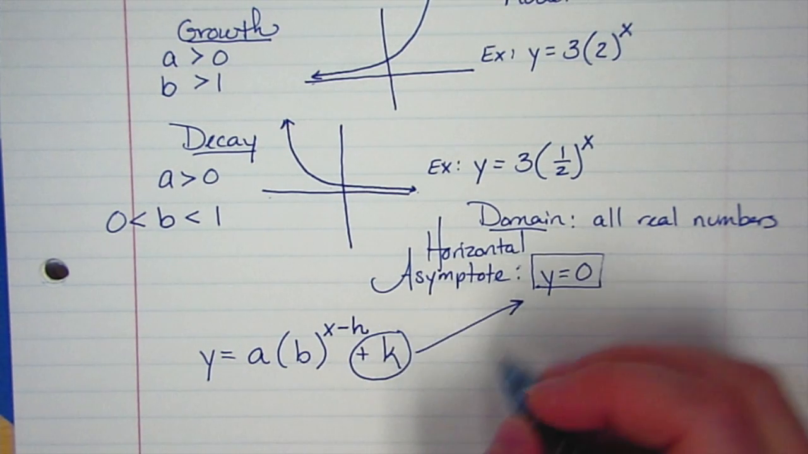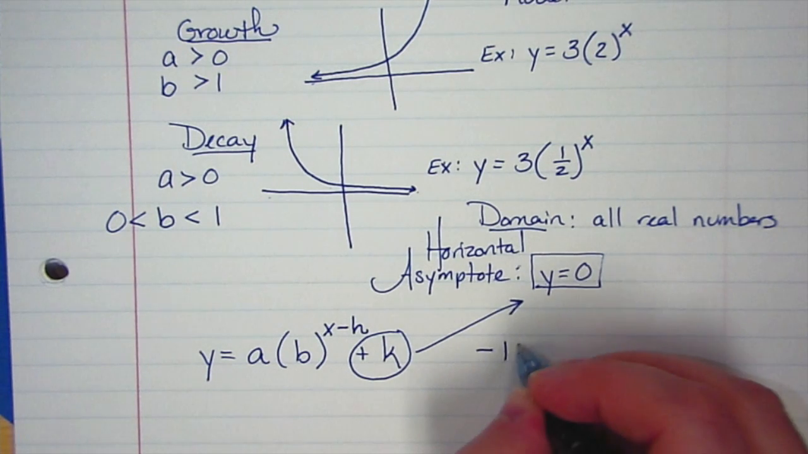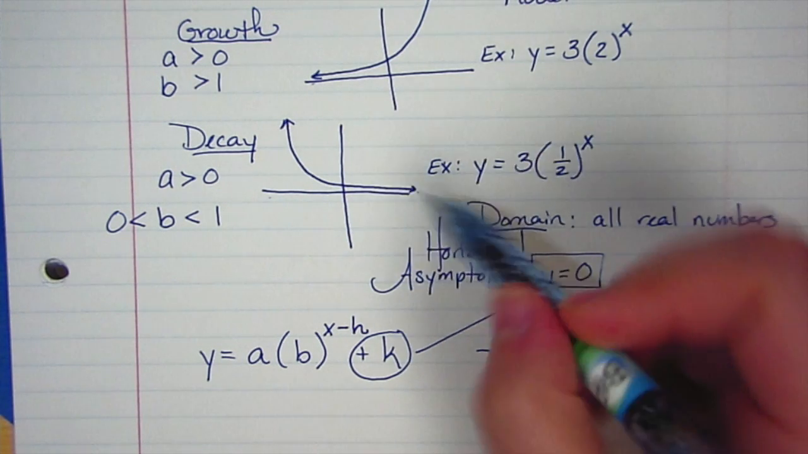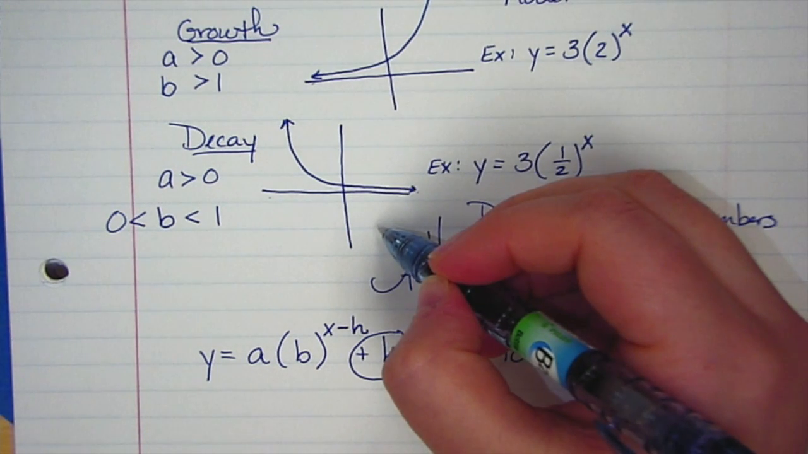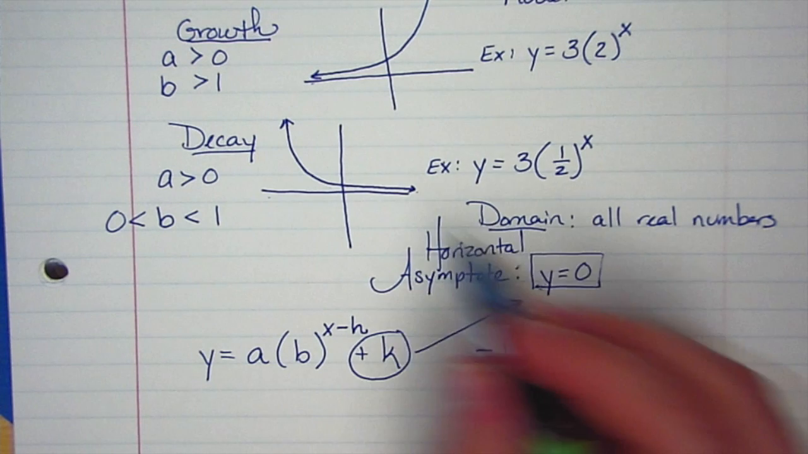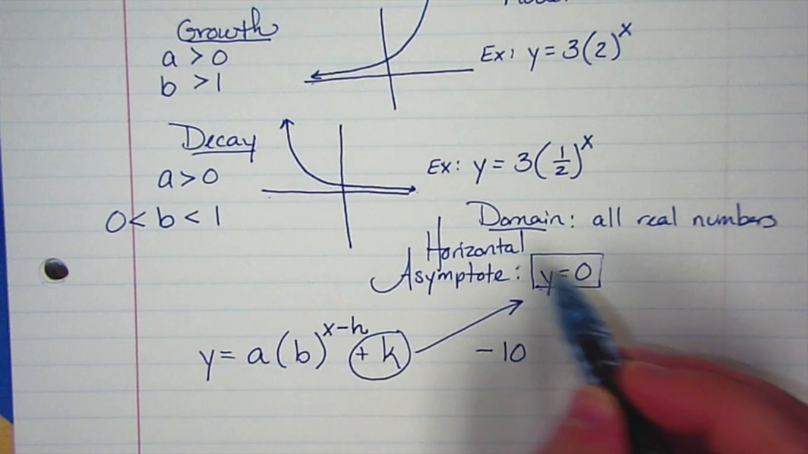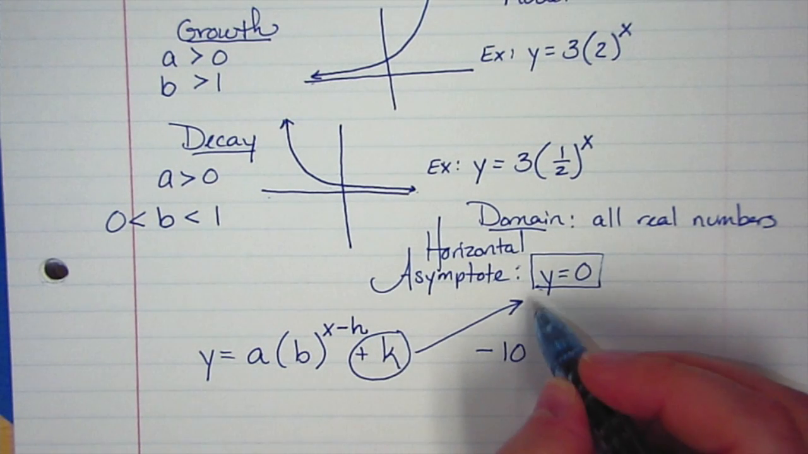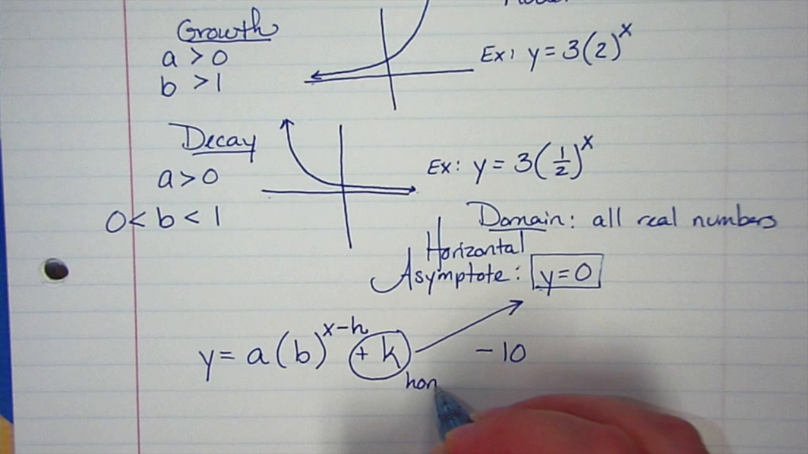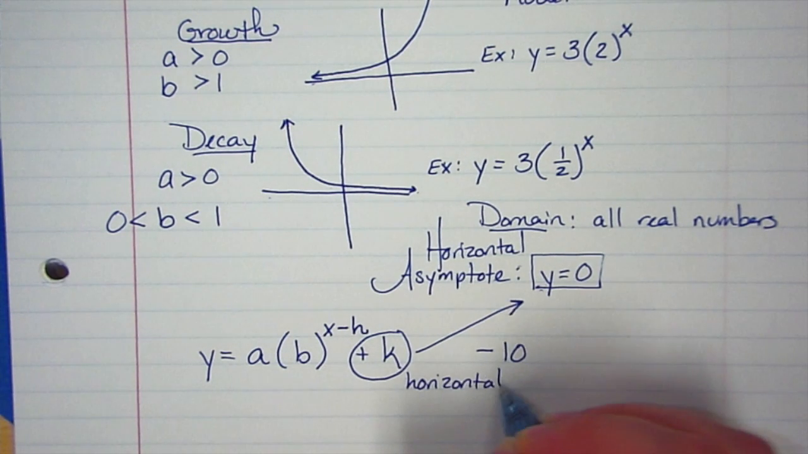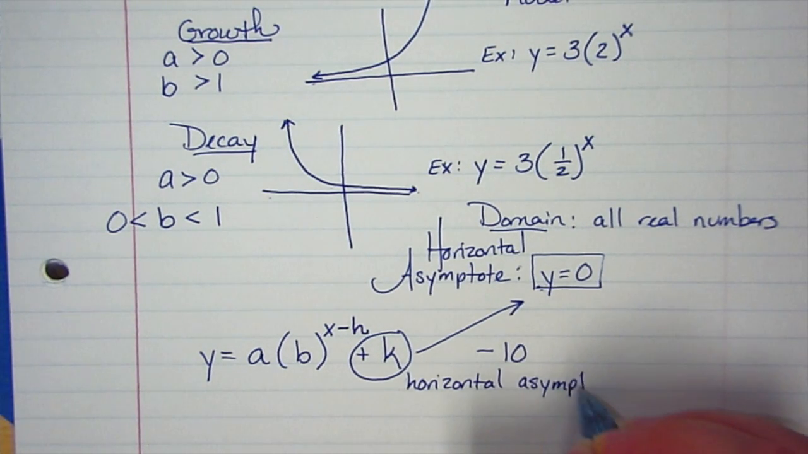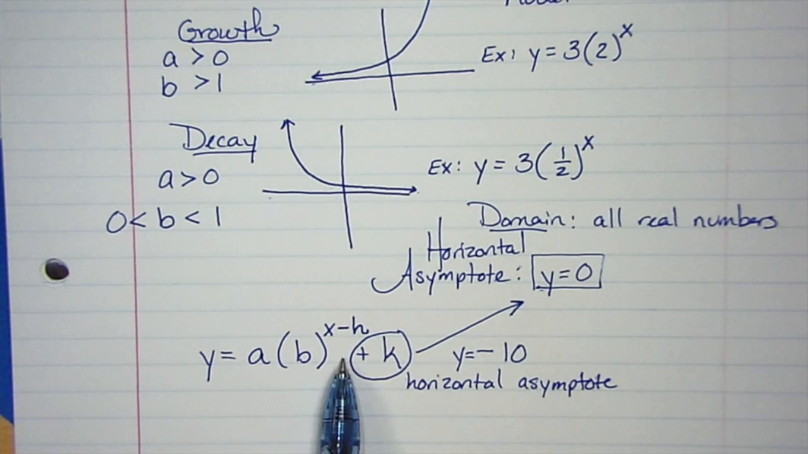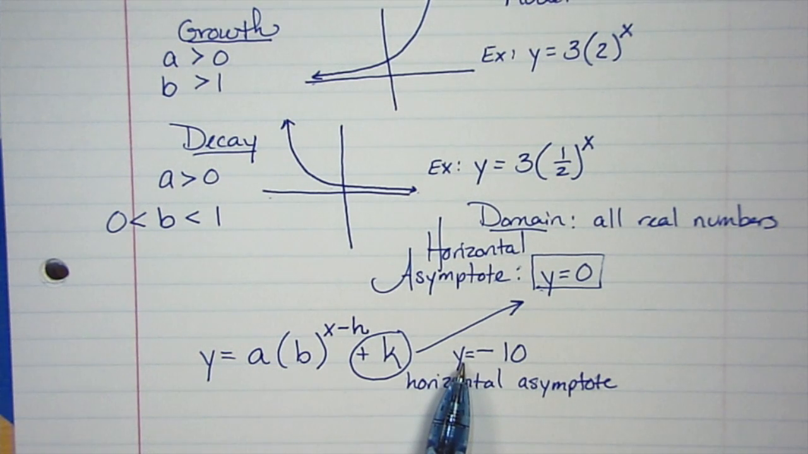So if K moves our graph down minus 10, this entire graph is going to shift downward 10 spaces. That means that the asymptote it approaches but does not ever touch also moves down 10 spaces. So K indicates our horizontal asymptote. So if it's minus 10 in the K, that's also where the horizontal asymptote will sit.